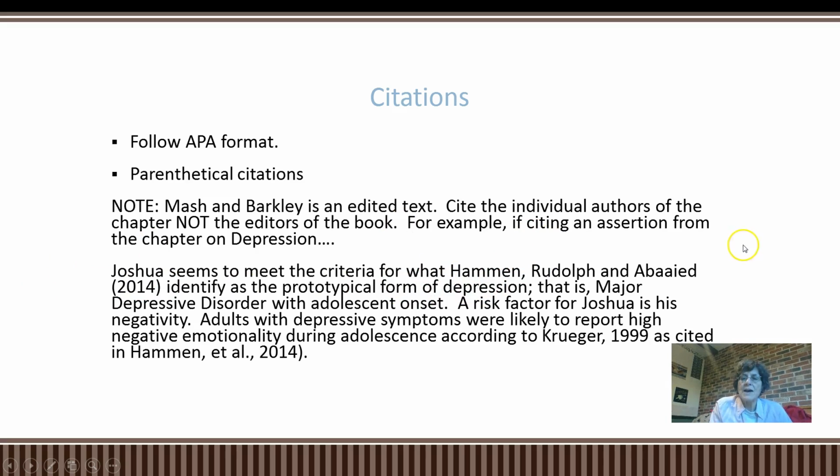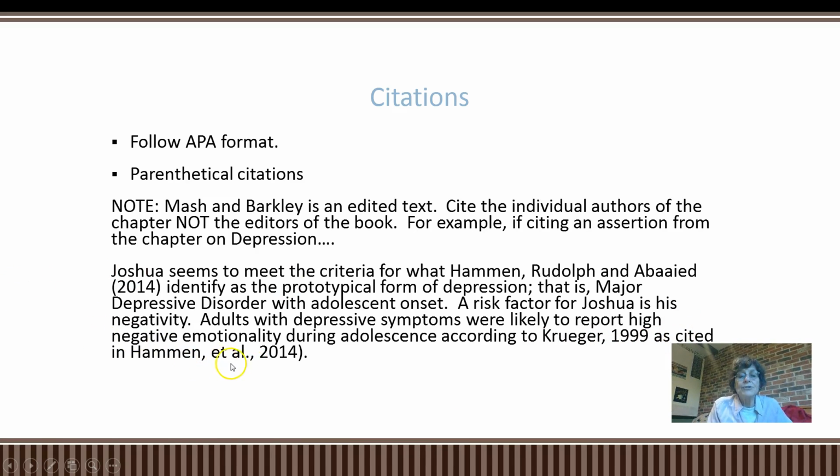Okay, so here you want to cite using "and" if it's in the text, and then put the year in parentheses. A risk factor for Joshua is his negativity. Adults with depressive symptoms were likely to report high negative emotionality during adolescence, according to Kruger, 1999. Now, you did not read Kruger in the original. You read about the Kruger study. So you have to cite Kruger, 1999, as cited in Hammond et al.